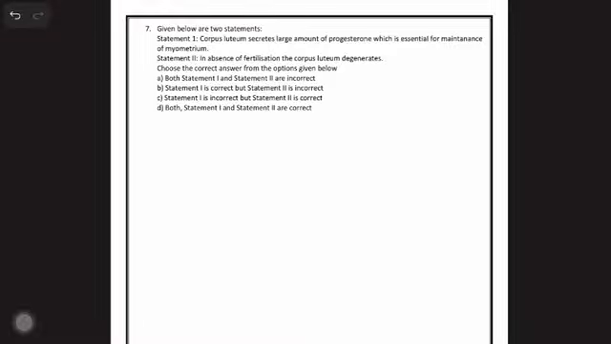Seventh question. Given below are two statements. Statement 1, corpus luteum secretes large amount of progesterone. That's correct so far, which is essential for maintenance of myometrium. Myometrium is wrong. It is required for maintenance of endometrium. So far, statement 1 is incorrect.